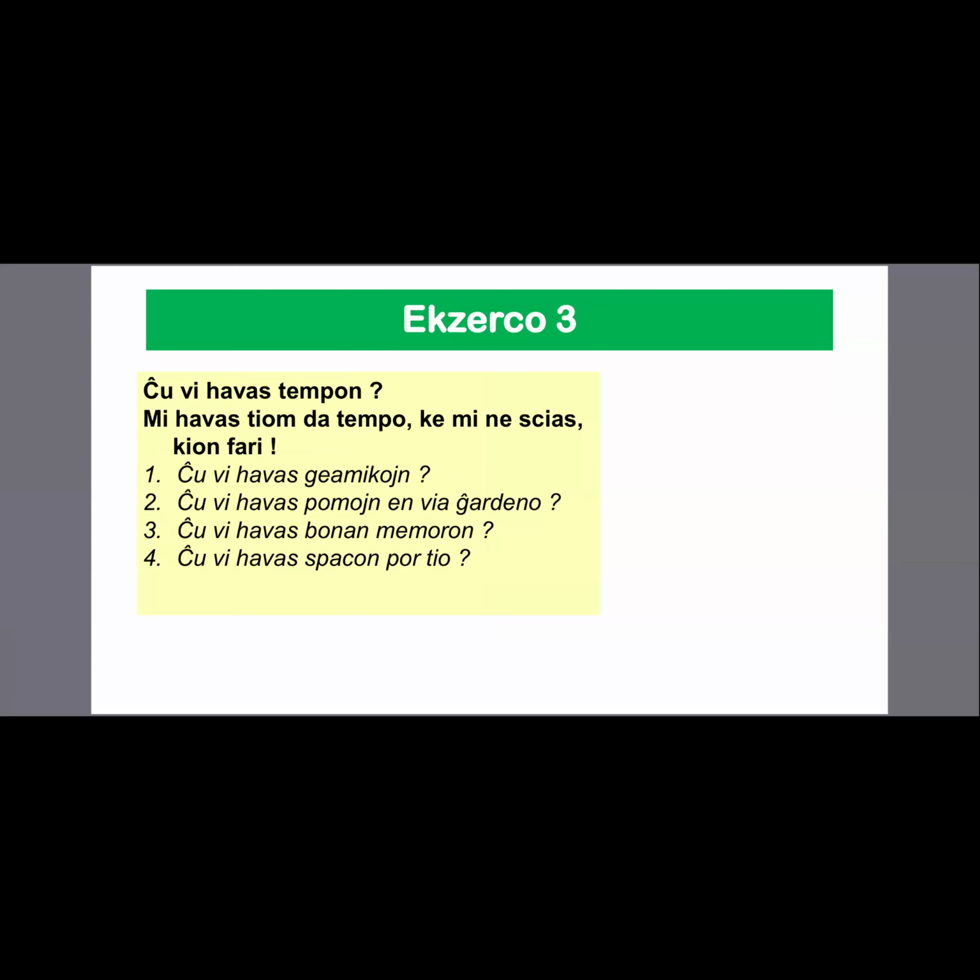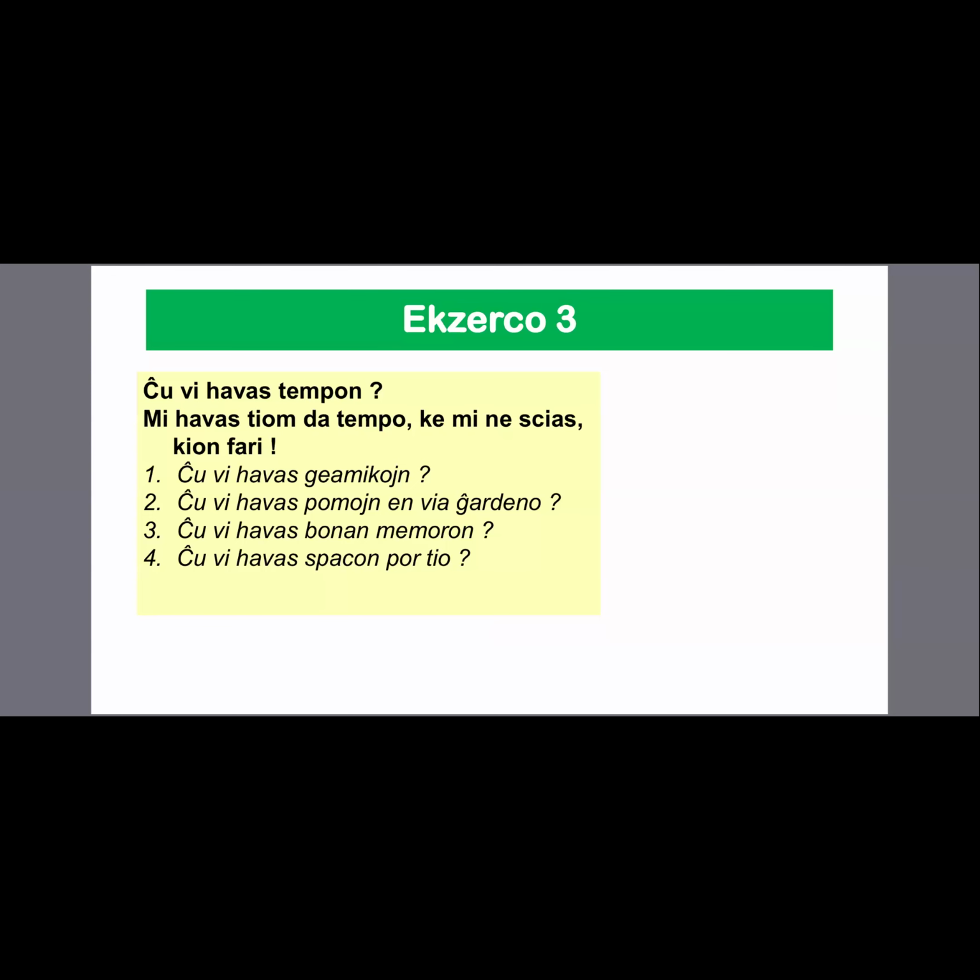Do la tria demando estas: ĉu vi havas tempon? Mi havas tiom da tempo ke mi ne scias kion fari. Ĉu vi havas geamikojn? Mi havas tiom da geamikoj ke mi ne scias kion fari. Est-ce que vous avez vu l'exemple?